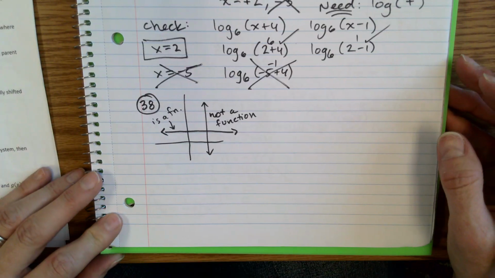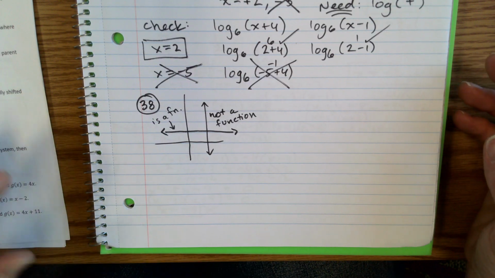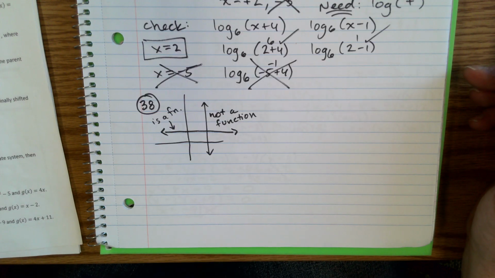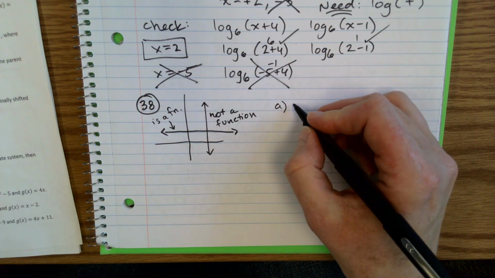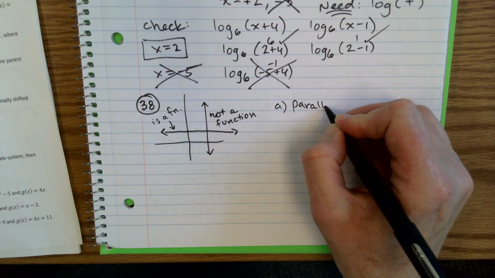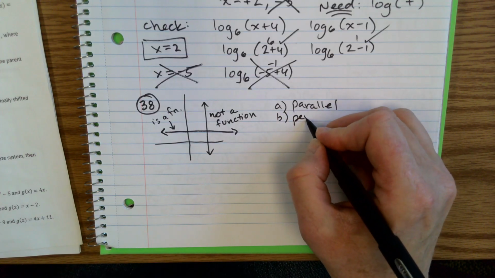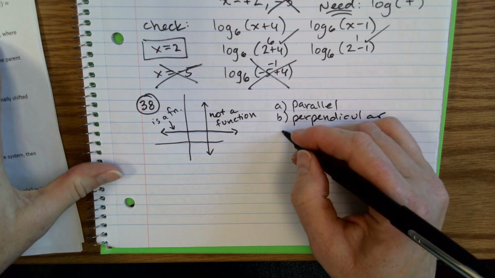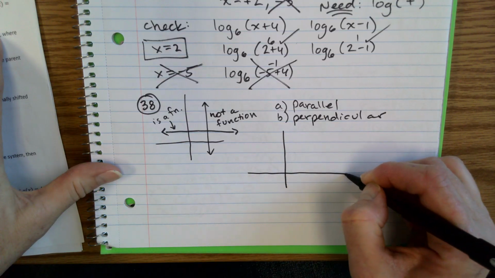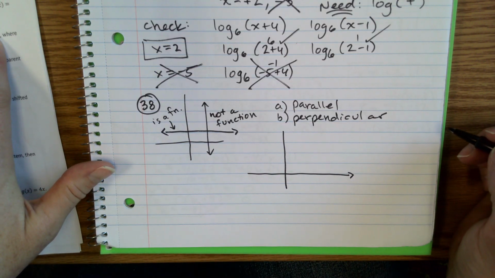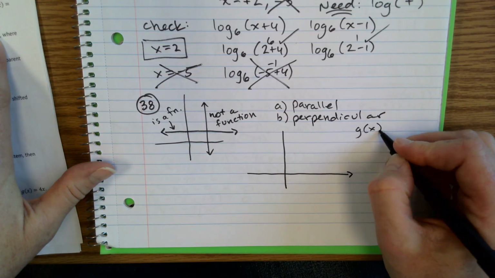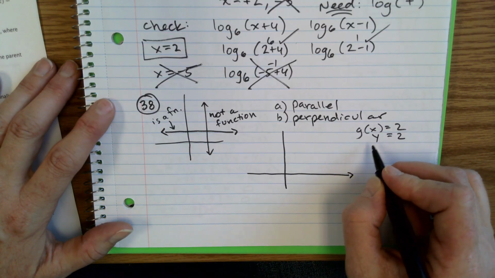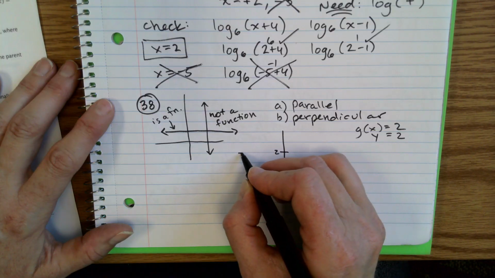Okay, so for this problem it says construct a linear function, so find the equation of a line, but it's a function, so you have to say f of x. And there's two parts. A, you want one that's parallel, and B, you want one that's perpendicular. So we have to do two problems here. And the graph that's given is g of x equals 2. What does g of x equals 2 look like? That's the same thing as y equals 2. That means it crosses the y-axis at 2. This is g.